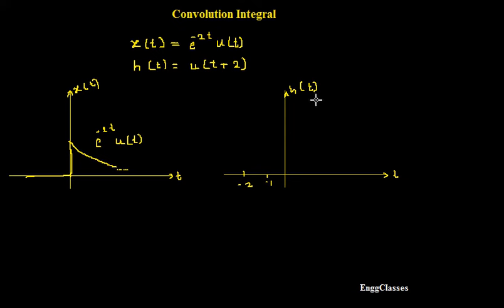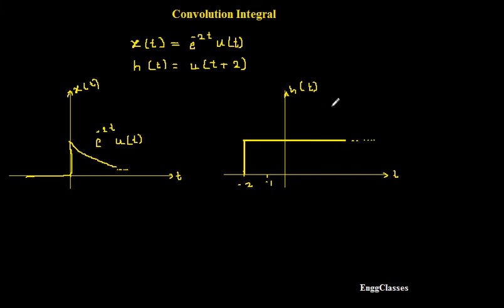So if I want to sketch u of t plus 2, it would look something like this. It starts from minus 2 and it extends till plus infinity. So if I need to sketch that, it would look something like this. So this is how the signal h of t looks like. This signal exists till plus infinity. So this is how the given signals look like.